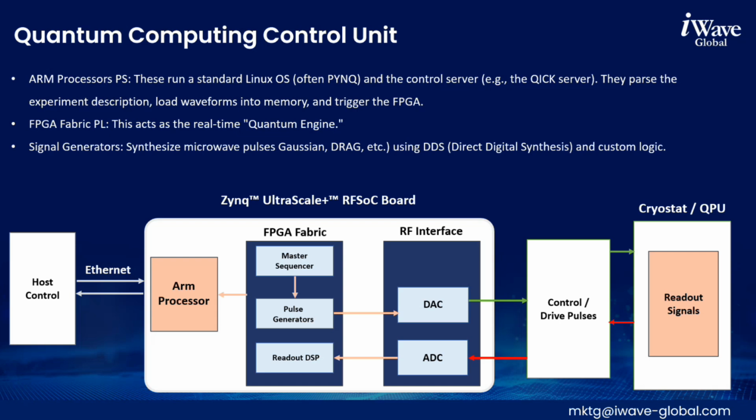And the data is moved onto the RFSoC board where we can run QICK or some other software stack for quantum computing. The master sequencer will generate the data based on the Python code which is generated from the Qiskit. And the pulse generator will generate the data for manipulating the qubits in the cryostat. And the readout DSP is used to read back the signals and validate the qubit states.